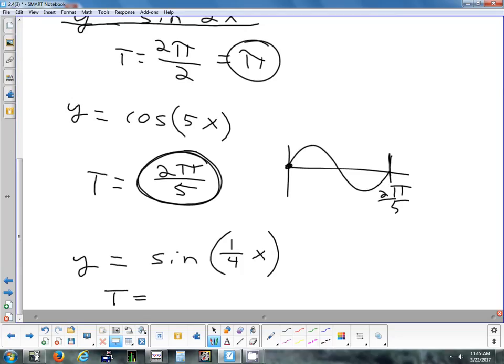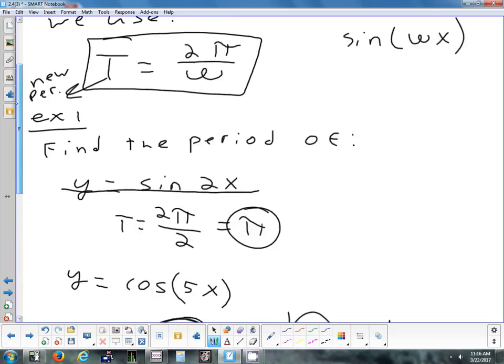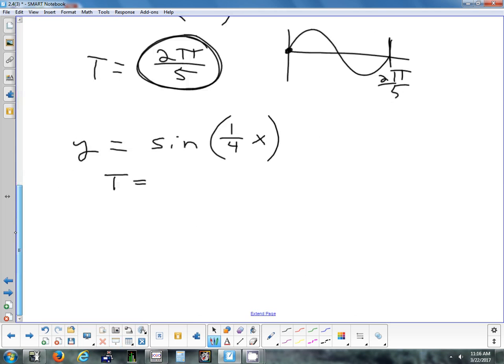All right, let's try this one. Okay, Kristen, what's going to happen here? What's that 1/4 going to cause the graph to do? Yeah, it's going to stretch it out. In fact, it's going to stretch it out 4 times the original. So if you know the period of the original, and you know it's going to stretch it out to be 4 times that amount, you should already know the new period. But we'll go through the formula and see what happens.